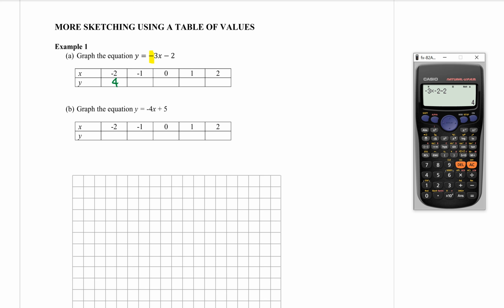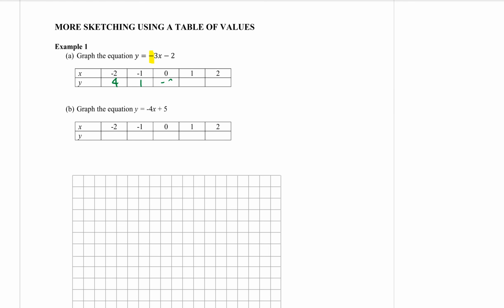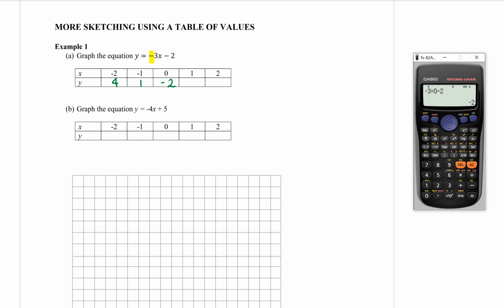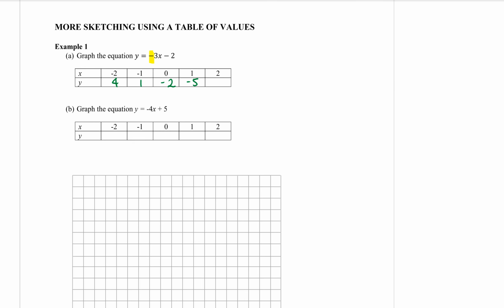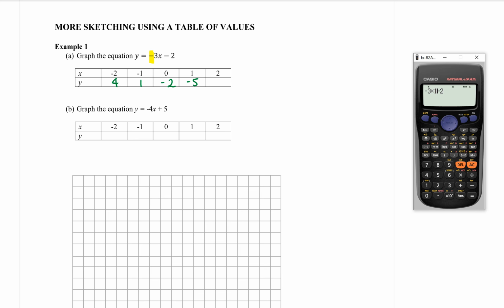So my next one is minus 3 times minus 1. Minus 2 is 1. Then I have minus 3 times 0, so change that to a 0. Minus 2 is minus 2. Minus 3 times 1, minus 2 is minus 5. Minus 3 times 2, minus 2 is negative 8.